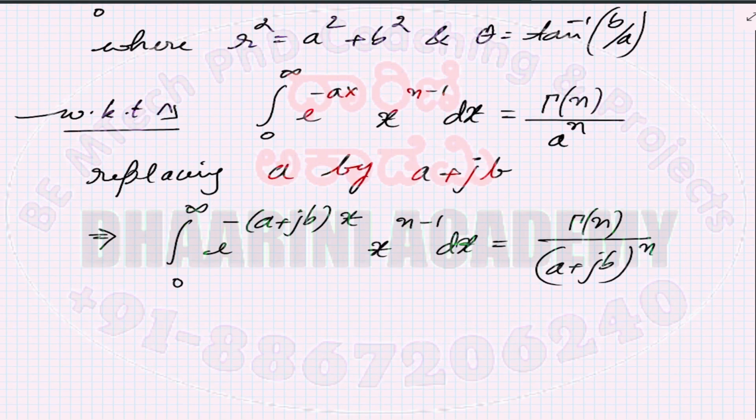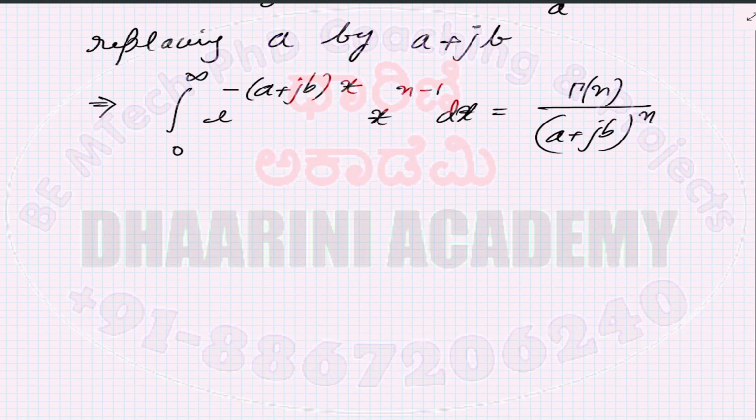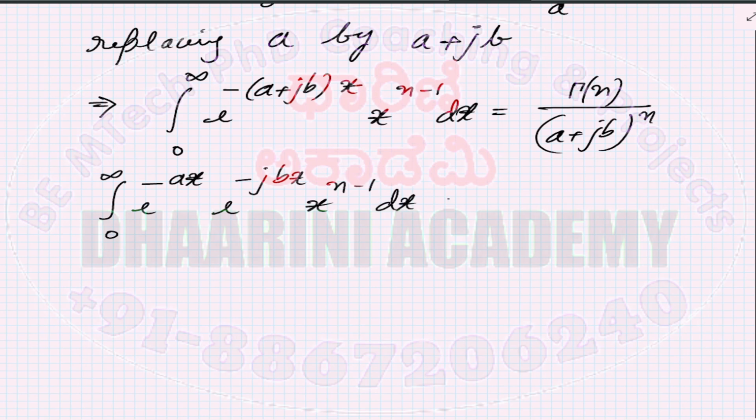Now I can make a modification: I'll split the e to the powers. This is equal to the integral 0 to infinity, where e to the power minus ax is the first term and e to the power minus jbx is the second term, times x to the n minus 1 dx, which is going to be equal to gamma n divided by a plus jb to the power n.